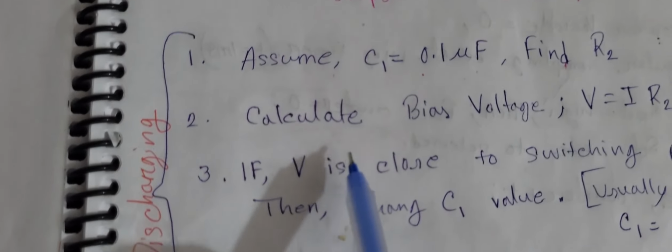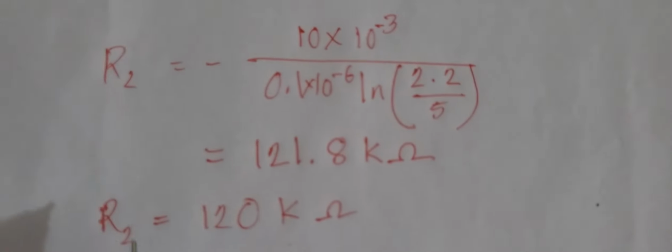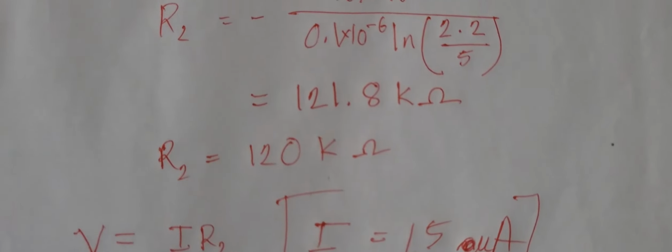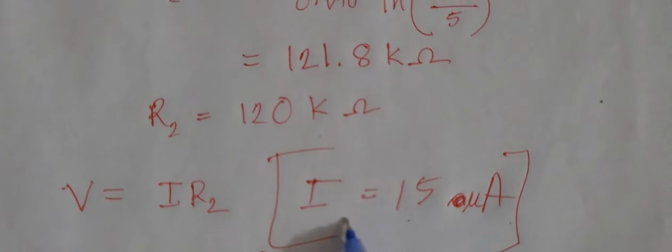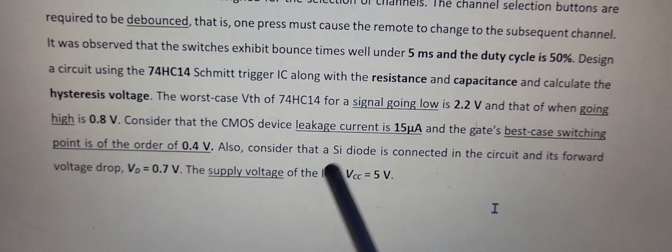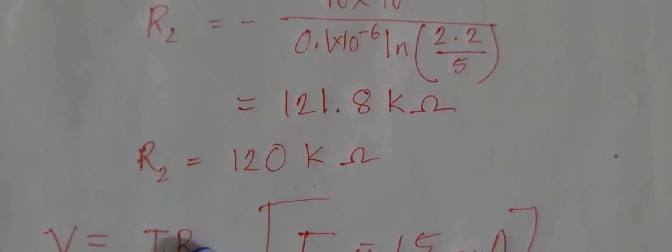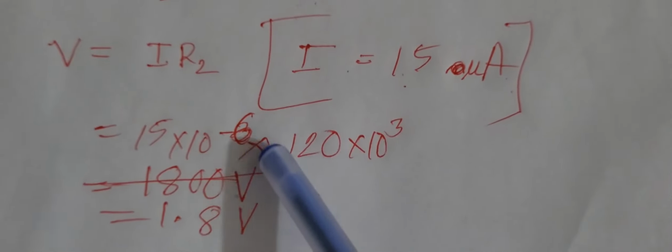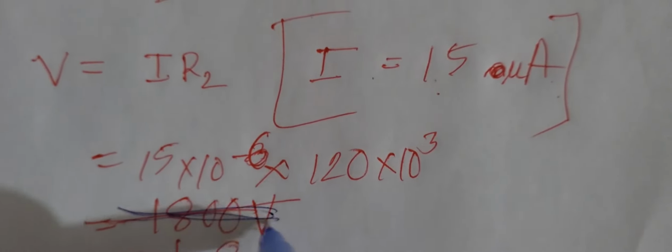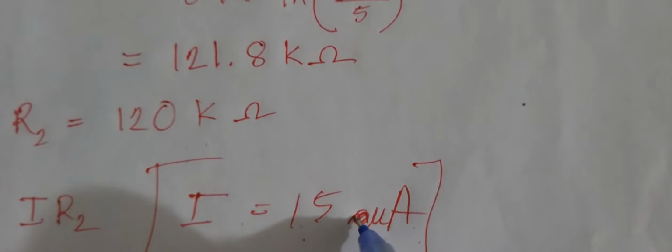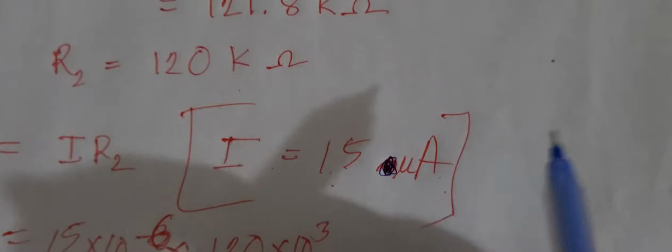Then the next step is to calculate the bias voltage, V equals I times R2. We just got R2 equal to 120 kilo ohm. I is the leakage current, 15 microampere, which is mentioned in the problem. By using Ohm's law, V is equal to IR, 15 microampere times 120 kilo ohm, we will get 1.8 volt. Sorry for this issue, the value was incorrect in my previous problem, so we actually got a huge value from that mistake. Let's continue to the next part.